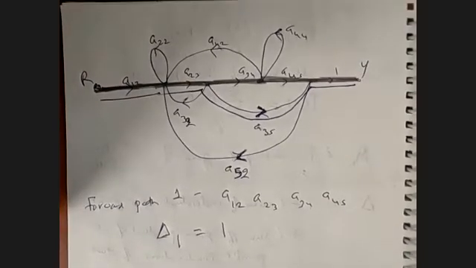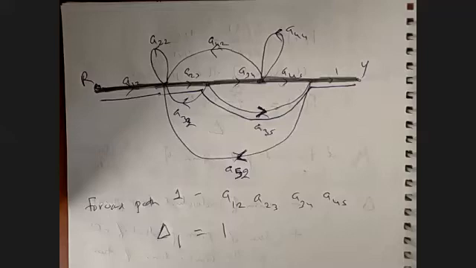We are discussing how to find out the transfer function of the system with the help of signal flow graph. And we have discussed the Mason's gain formula. And now we will be applying that Mason's gain formula to find out the transfer function for this system.